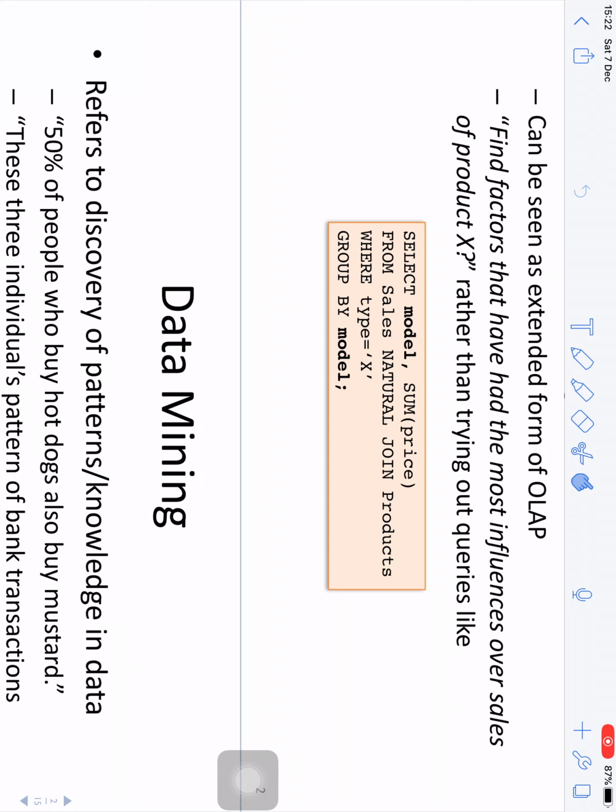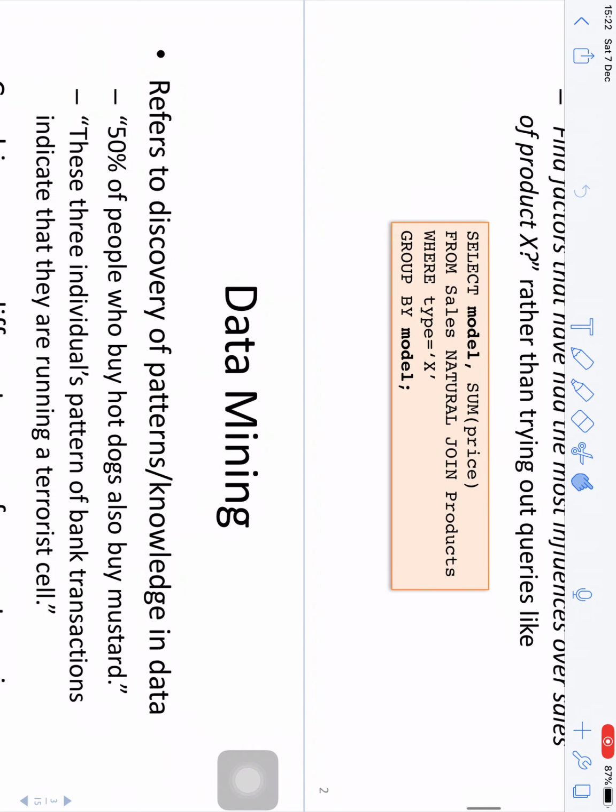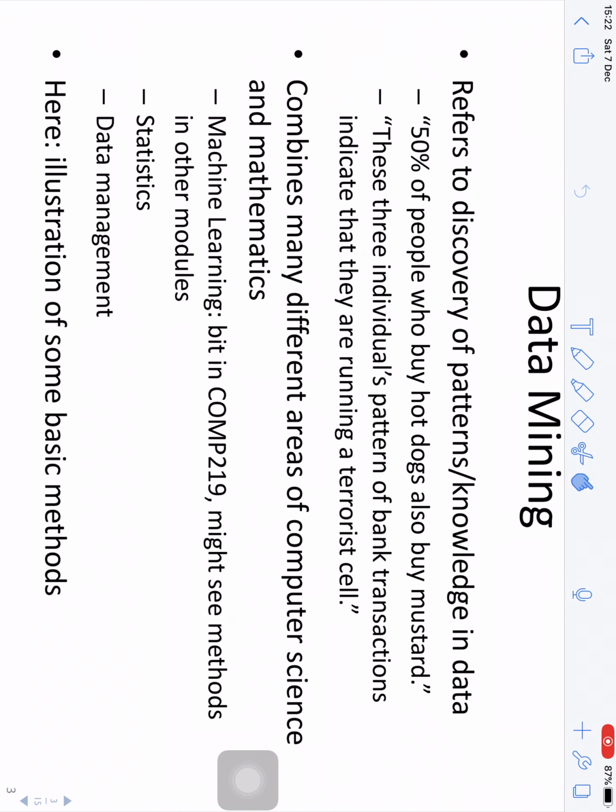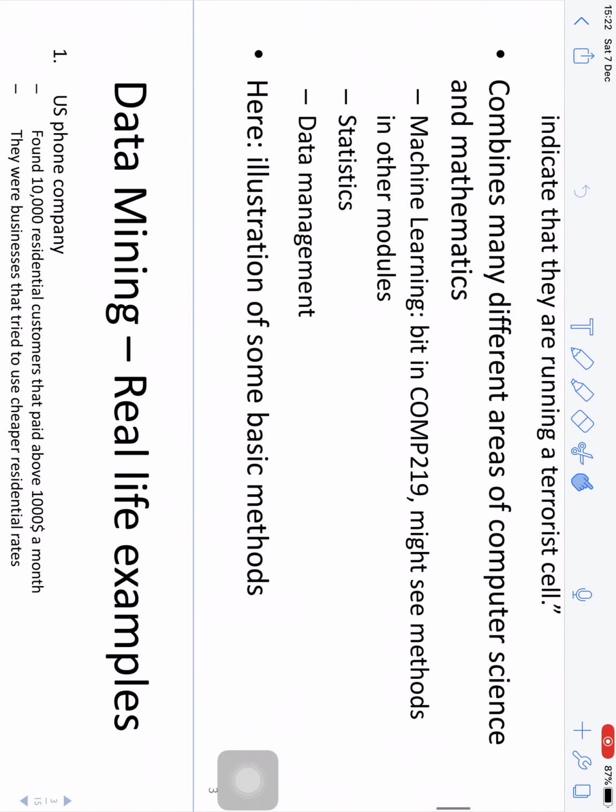Find the factors that have the most influence over selling the product, rather than trying out queries like select model, price from sales natural join products where type equals X group by model. Data mining refers to the discovery of previously unknown patterns and knowledge in the data. For example, nearly 50% of the people who buy a hot dog also buy mustard, because these two things are eaten together, and certain patterns of bank transactions indicate that they are running a terrorist cell.